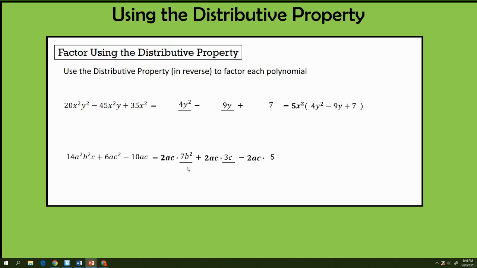All right, next step is to take out my common factor of 2ac. Oh my goodness, another mistake. Take out my common factor of 2ac, and this should say, man, I made a mistake. I'm sorry. This should say 2ac times a quantity of 7ab squared plus 3c minus 5. Okay, not a good example there. I kind of messed up. The first three are great.